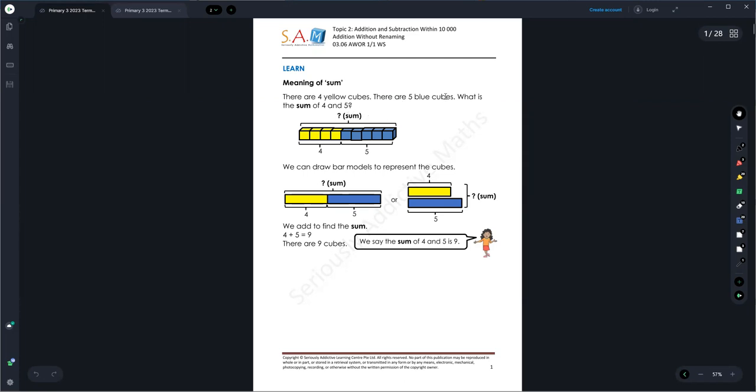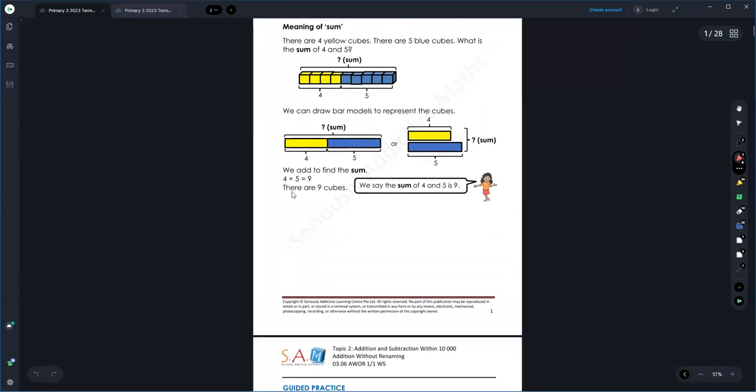The first booklet is on addition without renaming. Some students may not understand what the meaning of sum is yet. One way to explain is that sum means all together. So if the question is what is the sum of 4 and 5, you can simply rephrase it as what is 4 and 5 all together. Basically, it's addition. Briefly take them through this bar model.